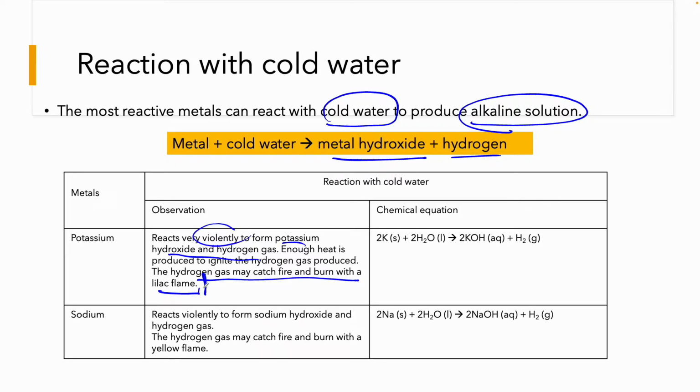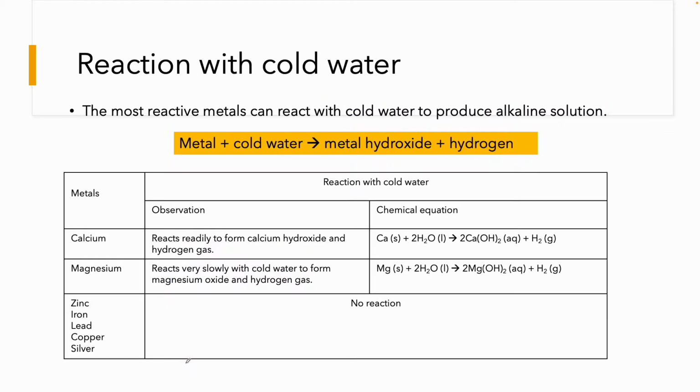Sodium reacts in the same way. It also reacts violently, producing sodium hydroxide and hydrogen gas, and the hydrogen gas may catch fire again, but this time the flame is yellow. As we go down the reactivity series, we see metals like calcium, magnesium, zinc, iron, lead, copper and silver, which is whatever is in our syllabus. Calcium now reacts readily. How vigorous the reaction is has actually dropped.